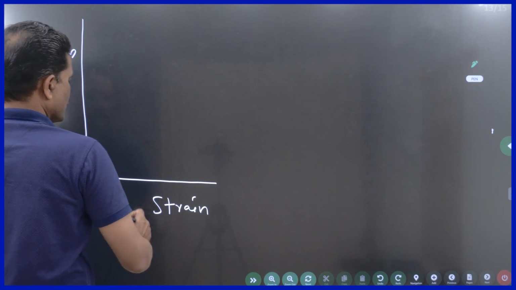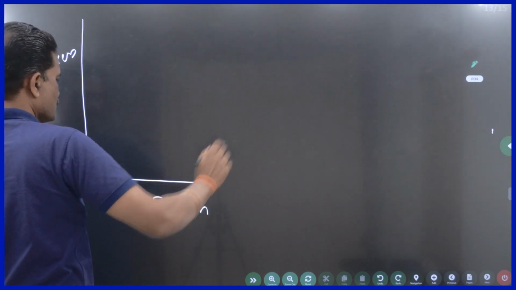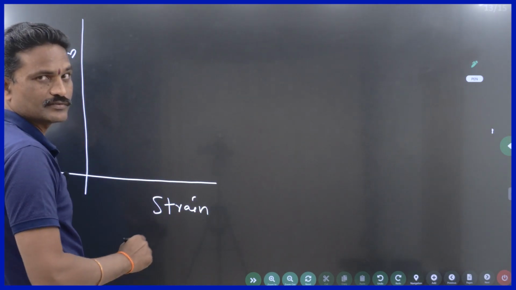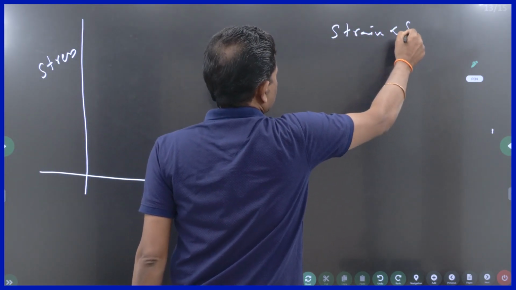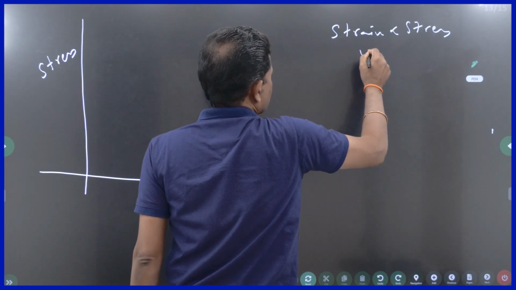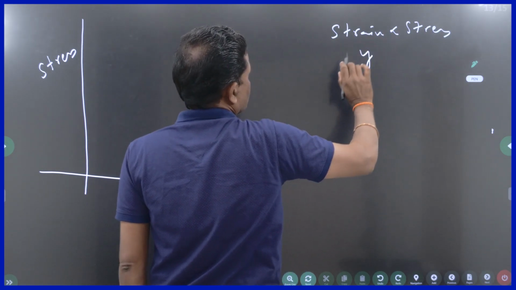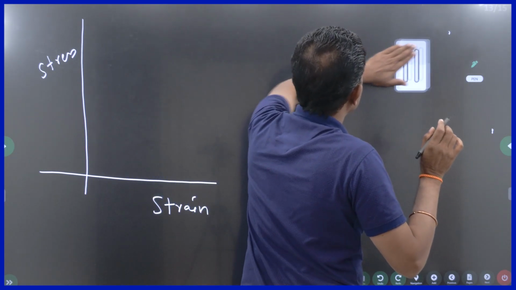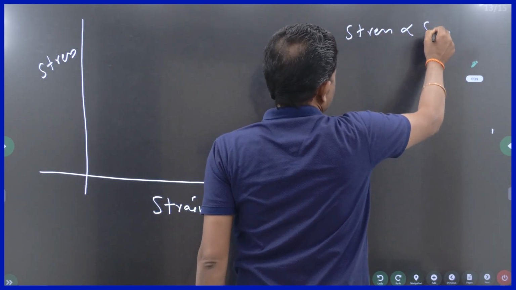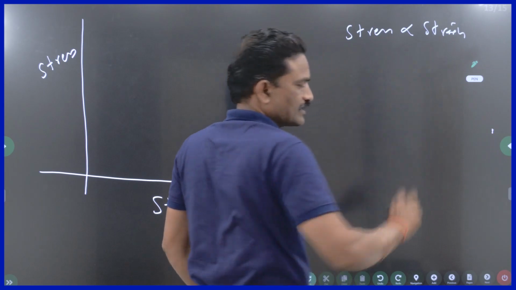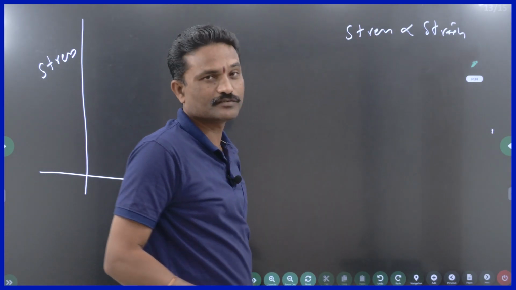Suppose you increase the stress, then strain also increases. Hooke's law is followed. That means strain is directly proportional to stress. In the textbook you will find stress is directly proportional to strain. Both are correct, but actually the other way around is correct.